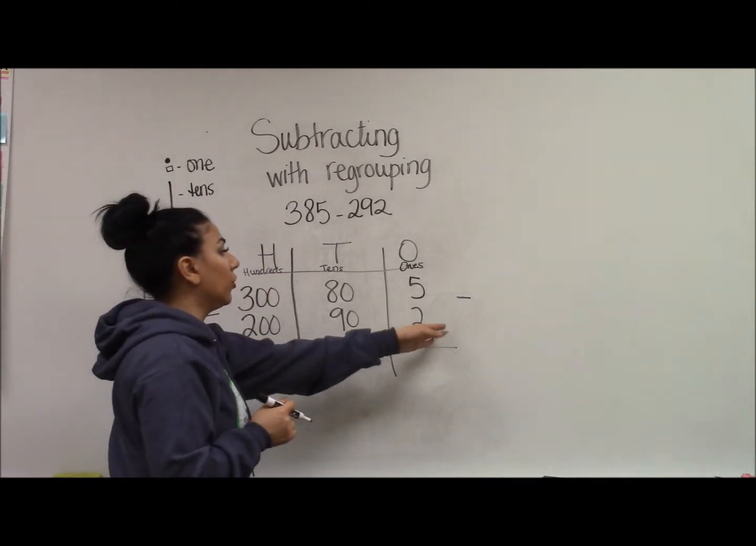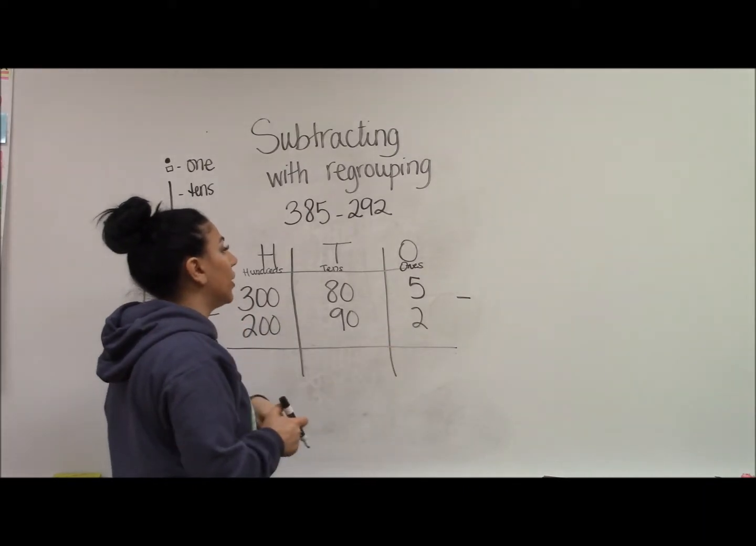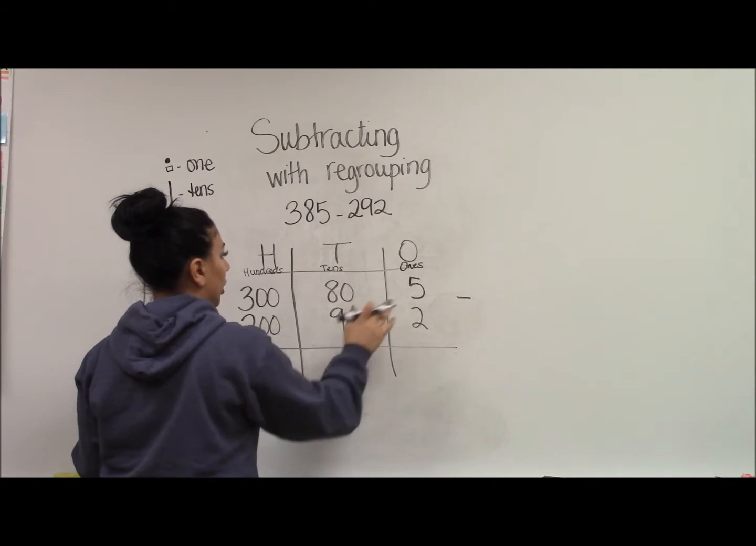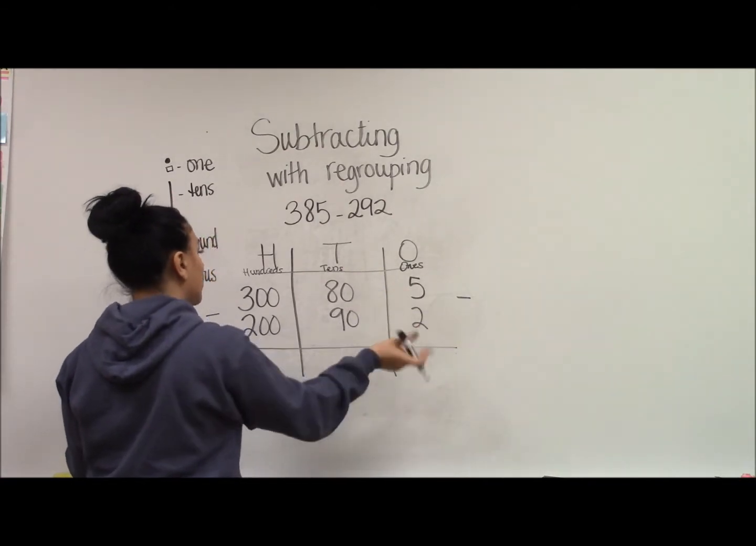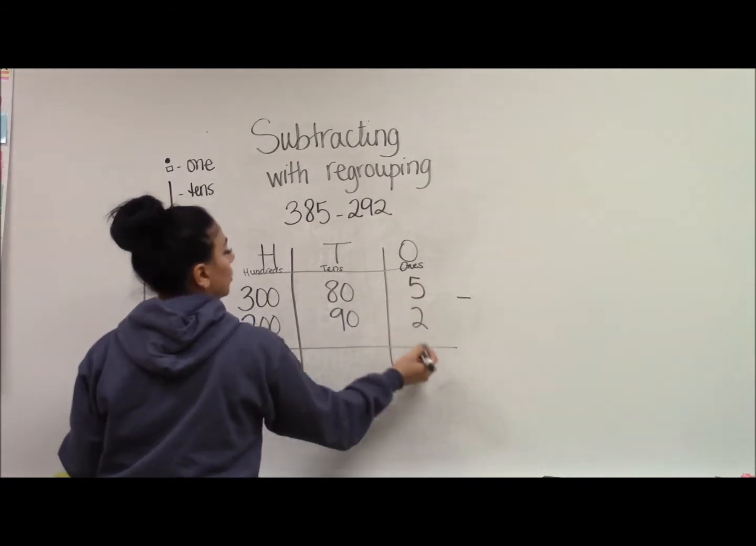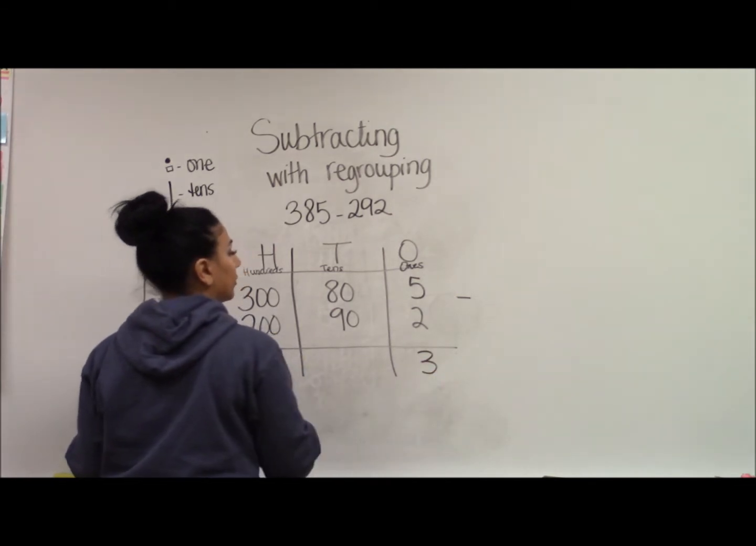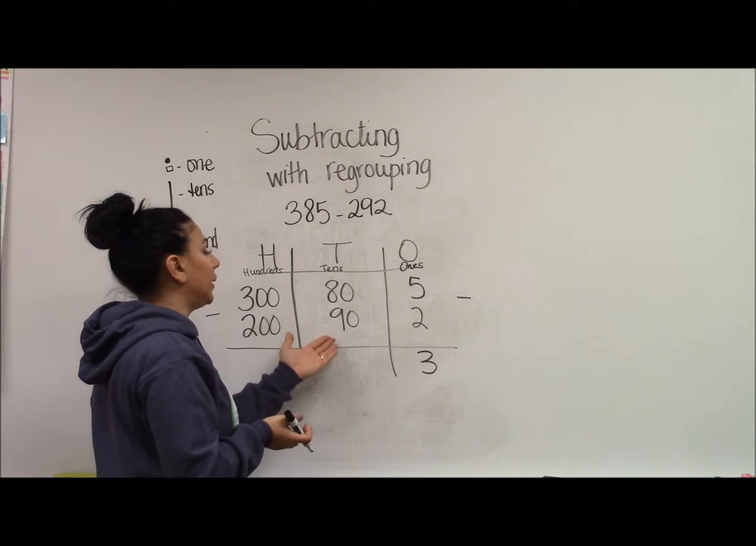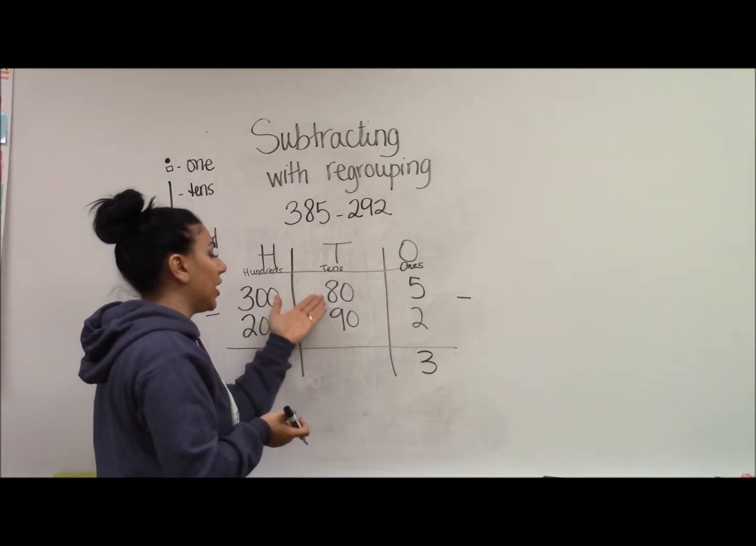So there are two ways, and I'm going to show you both ways to do it. You could start right to left, or you could go the other way around, and that's the great thing about the HTO chart, or the hundreds, tens, and ones chart. And so we are going to start with this way first. So 5 minus 2 equals 3. 80 minus 90. Well, I can't take away 90 from 80 because I don't have enough.